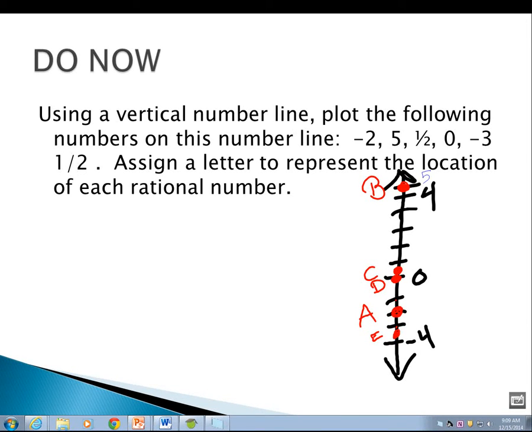Any questions on that? It's just the same exact stuff we've been doing. It's just standing up as far as the number lines we're going to be doing.